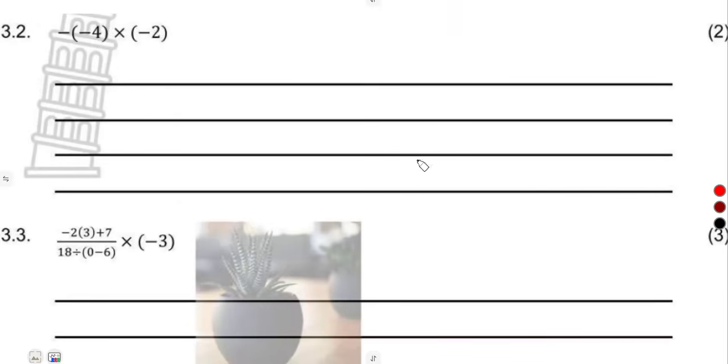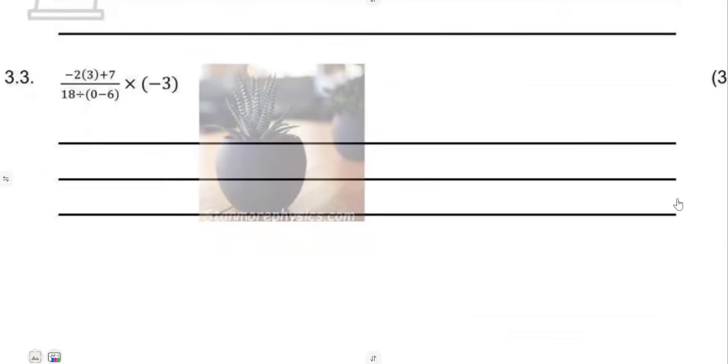Negative, and there's also a negative here that will give us a positive 4. So that's positive 4 times negative 2. A positive times a negative is a negative. 4 times 2 is 8, so that gives us negative 8. On this one, we had the product here, BODMAS. We have to consider the product of these two. Minus 2 times 3 is negative 6.